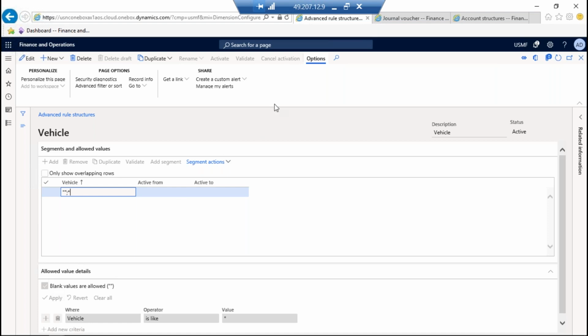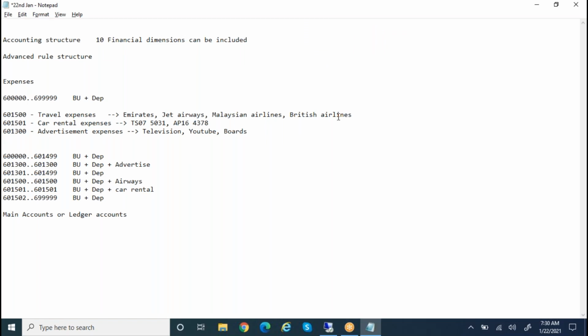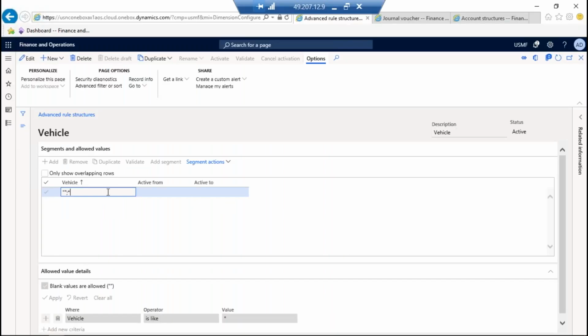Sir, I have a doubt. Yeah, please. Sir, in the accounting structure, generally what we used to do, we attach the financial dimension, correct? Yes, main accounts with the financial dimension combination. Yes. The same thing we are doing in the advanced rule, I think so. Yes, exactly, you're right. Then what is the benefit to go and create an advanced rule? We can do the same thing in the accounting structure.